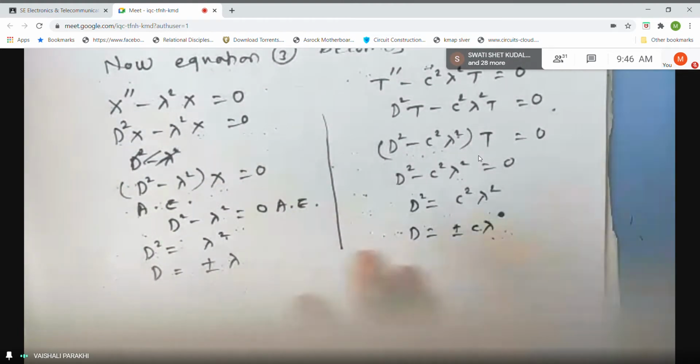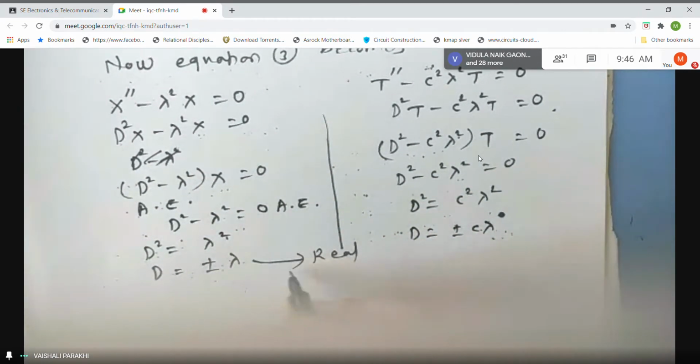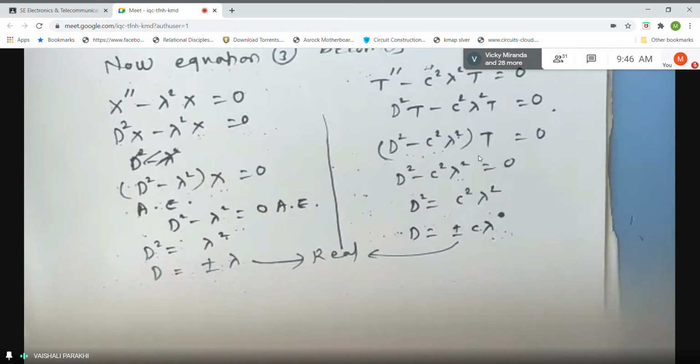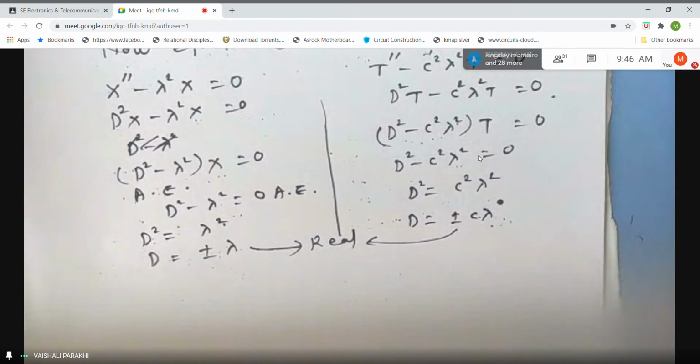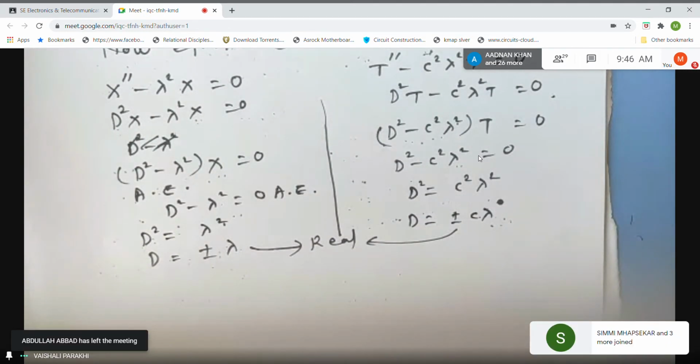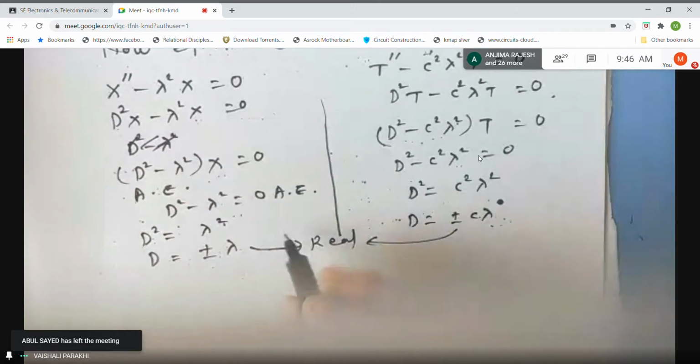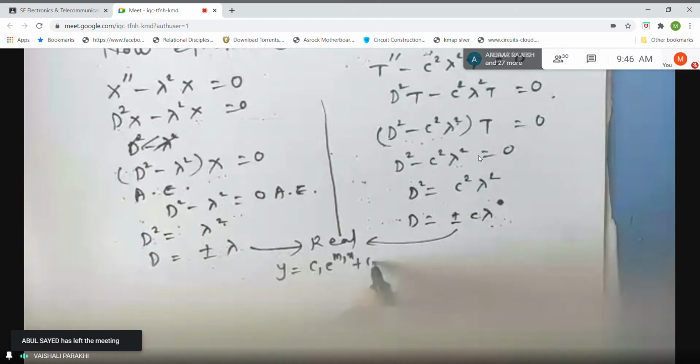Now what are these two things, students? These are real numbers, right? Both are real. So do you remember the formula for real? What is the solution? Y is equal to C1 e raised to M1x plus C2 e raised to M2x.